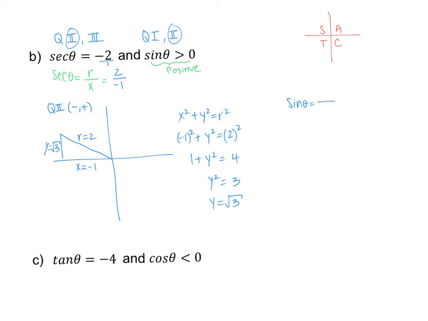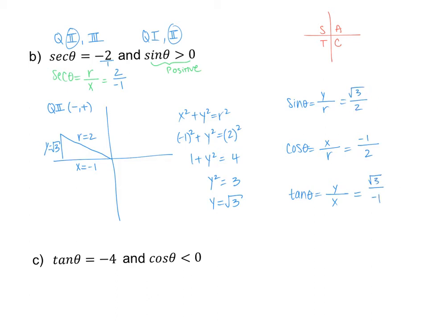So I have sine, cosine, tangent. And so sine is the y over r, cosine's x over r, and tangent's y over x. And so my y here is root 3, and my radius is 2. And then my x value here is negative 1, and my radius is 2. My y value is root 3, and my x is negative 1.